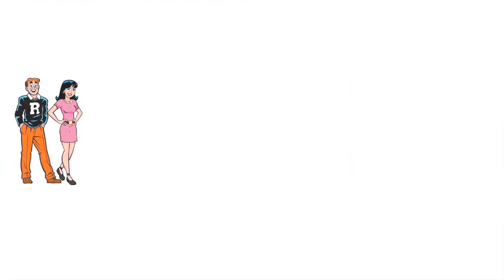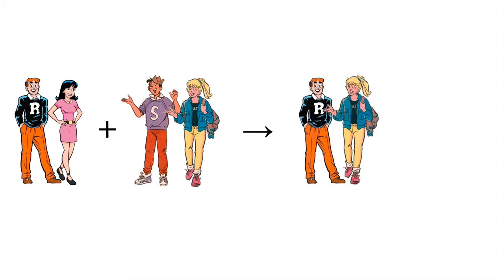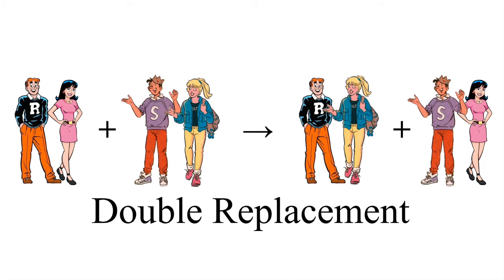If Archie and Veronica go to the dance, and there they meet up with Jughead and Betty, and during the interactions at the dance, Archie somehow ends up with Betty, while Jughead ends up with Veronica. We are replacing two things in this process, so it is called a double replacement.